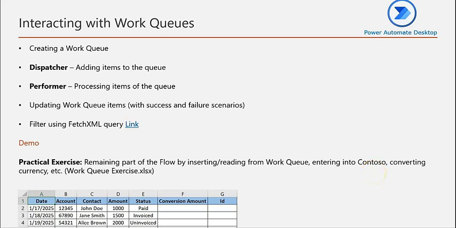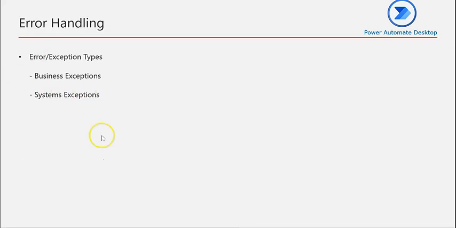So in yesterday's session, we looked at the different ways of interacting with or accessing a work queue, reading from it, writing to it, and how to filter the data from the work queue and so forth, and a practical exercise on it. So today we'll be continuing with one of the most important parts, that is error handling.